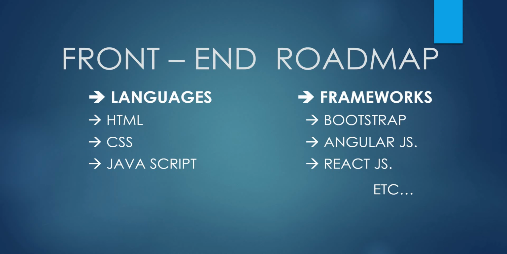So now we'll move on towards our real topic, that is roadmaps. First of all, I'll show you the front end roadmap. To become a successful front end developer, you have to learn the front end languages, which are HTML, CSS, and JavaScript.